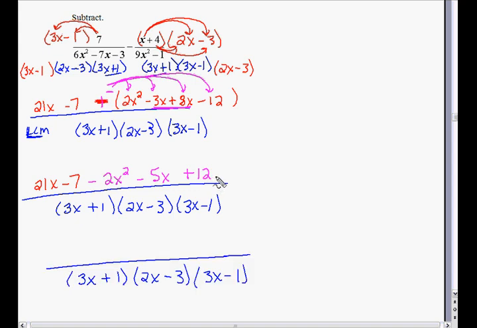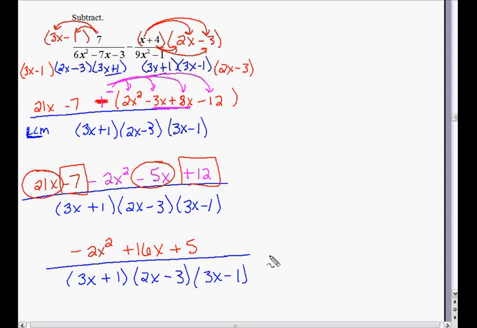So now we can go back and combine like terms again. We have a negative 2x squared. There's only one of those. A positive 21x and a negative 5x makes that a positive 16x. And a negative 7 and a positive 12 makes that a positive 5.